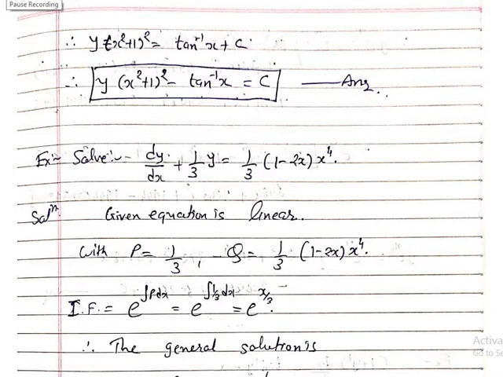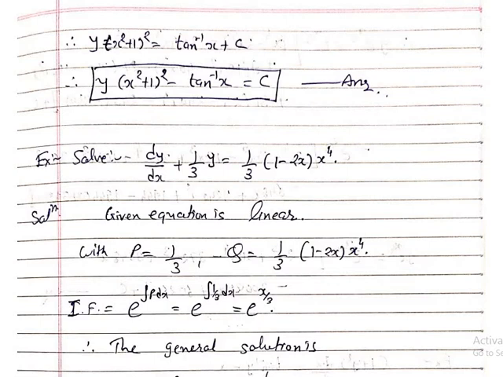In the same manner we are going on to the second example. Solve dy/dx + (1/3) y = (1/3)(1 − 2x) x⁴. So here P is equal to 1/3 and Q is equal to (1/3)(1 − 2x) x⁴.